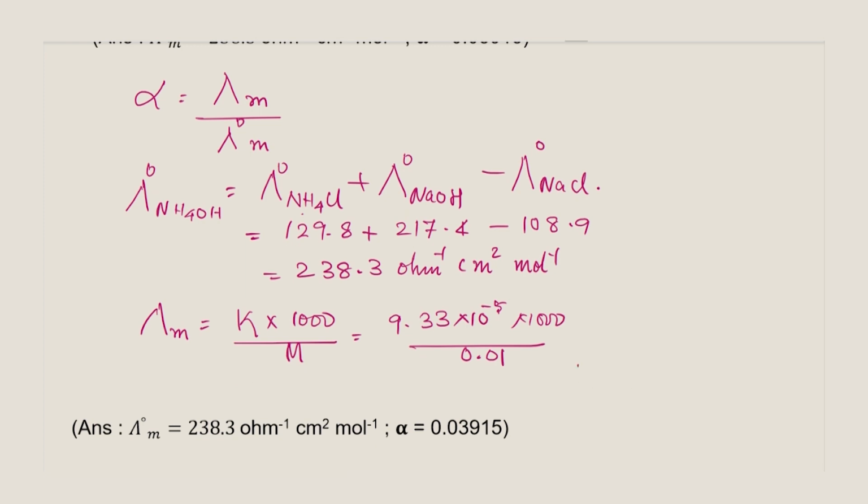Alpha is equal to lambda m, that is 238.3, divided by 9.33 into 10 to the power minus 5 into 1000, into the denominator goes to the numerator 0.01, and you get the answer as 0.03915, and that is the value of alpha. So, lambda m is calculated, lambda 0 m is also calculated, and you are finding out alpha, the value of degree of dissociation.